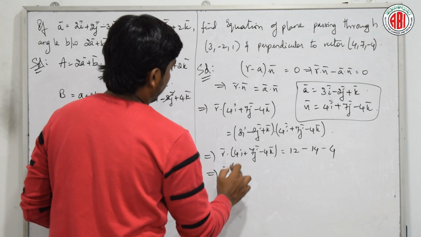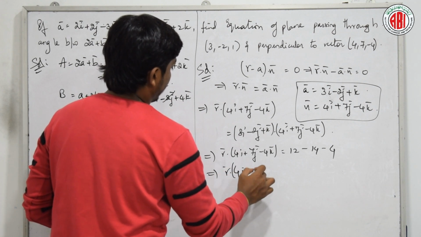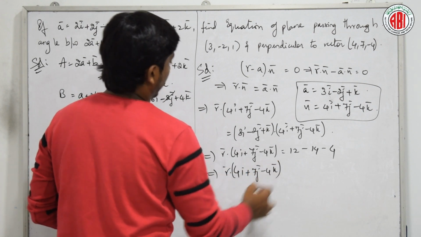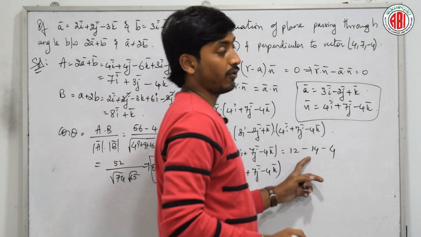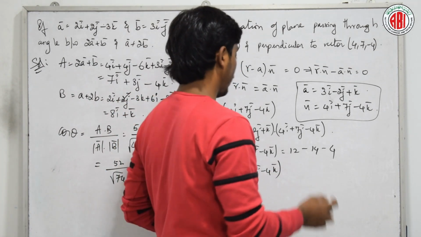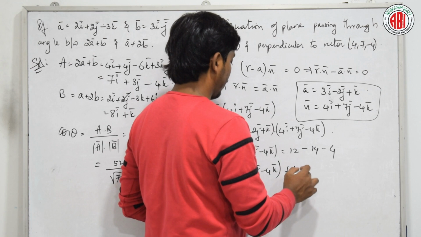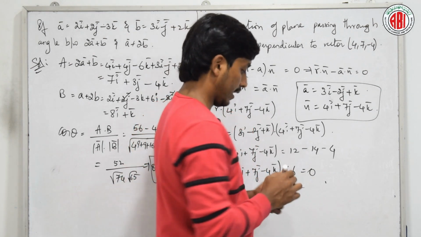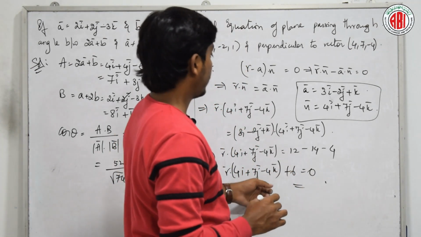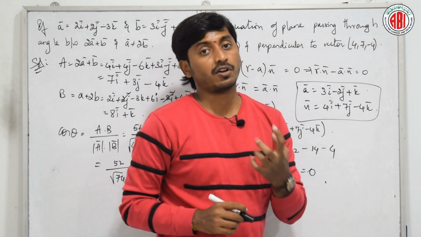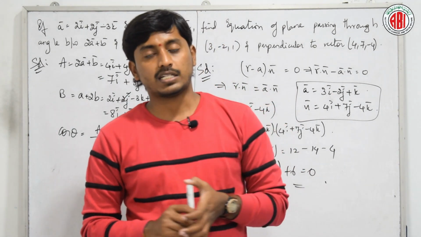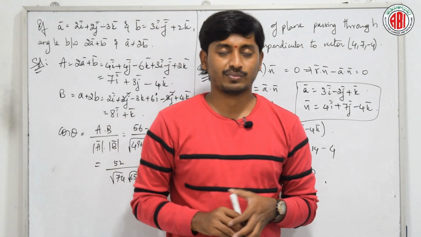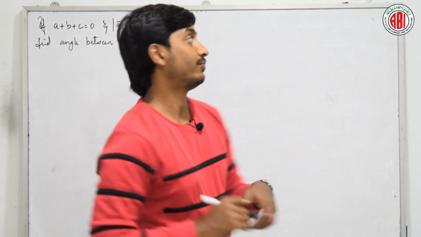R dot 4i plus 7j minus 4k. Here it is 12 minus 14 is minus 2, minus 2 minus 4 is minus 6. That will become plus 6 this side. Clear? Is it fine? This is how we find equation of plane. Shall we do next problem? Let's do. Look at this next question.